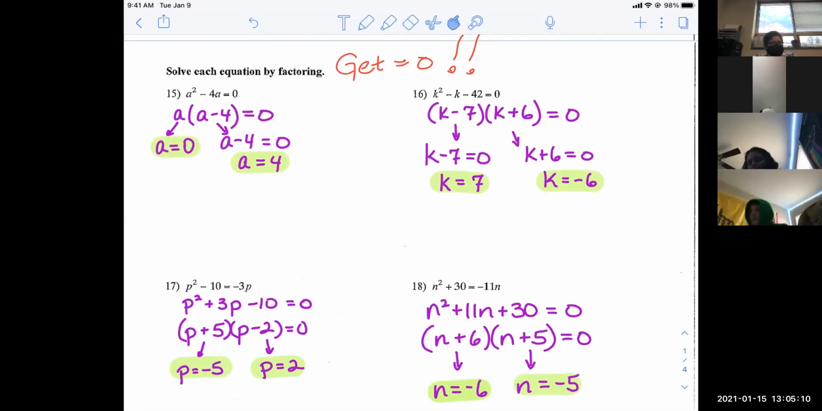Okay, so remember the difference between the problems on the front and the problems on the back is the problems on the back are equations, which means you can actually solve and find a variable. On the front, you're just breaking it down.